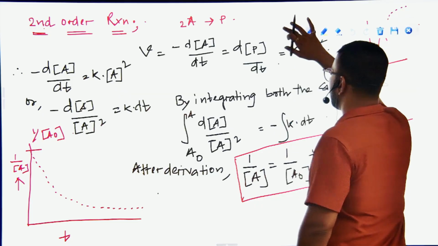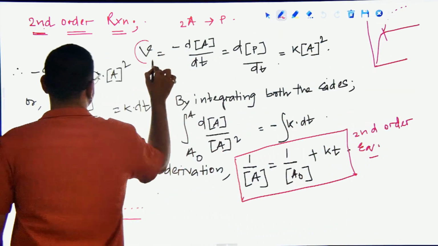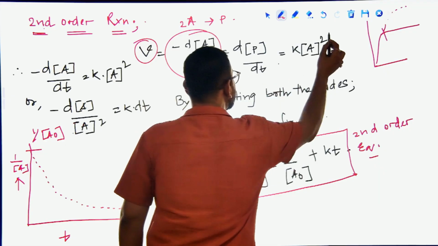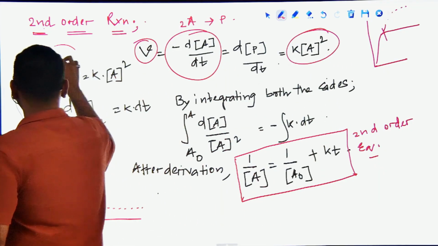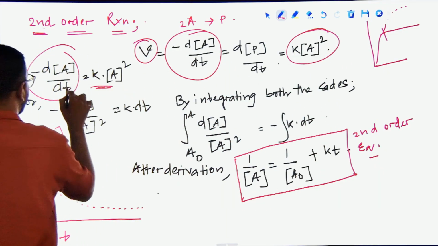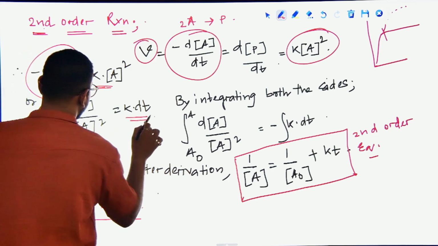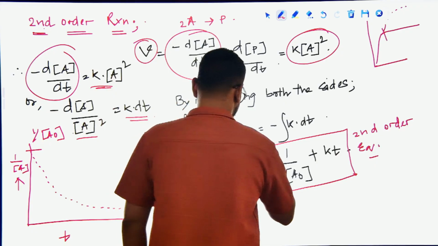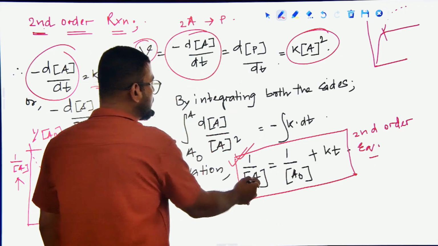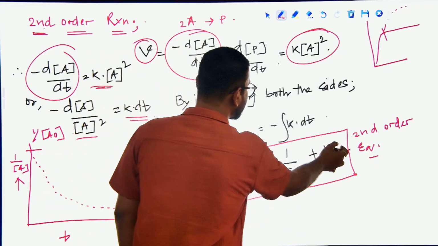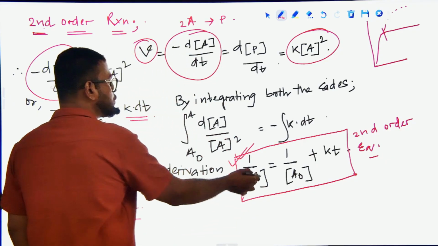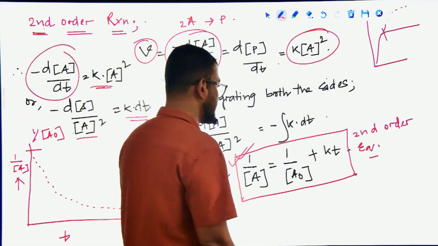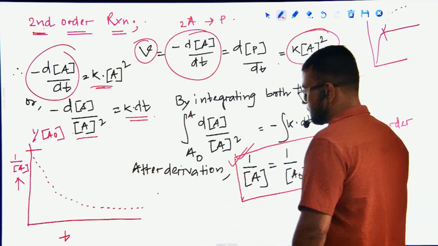This is basic mathematics. All of you must be aware of it. As V equals to dA by dt, and as it is a dissociation constant, then Ka square. So dA by dt equals to Ka square. Now dA by A square equals to K into dt. And integrating on both the sides, we will finally receive something like this: 1 by A equals to 1 by A naught plus kt. This is the second order reaction.